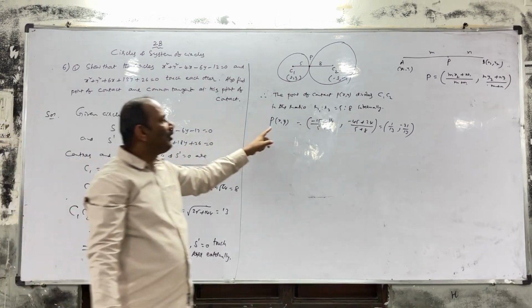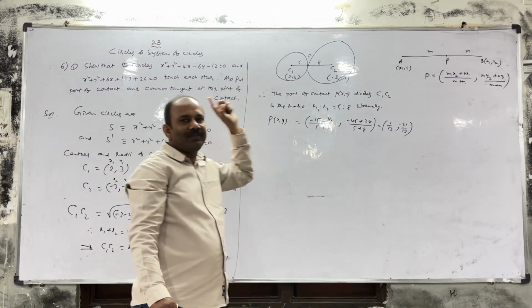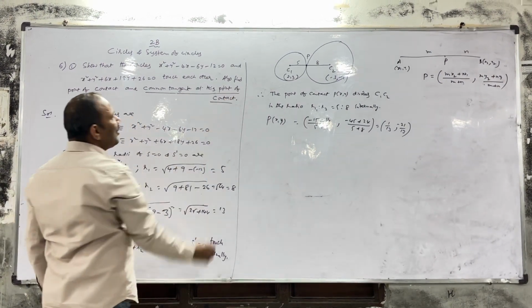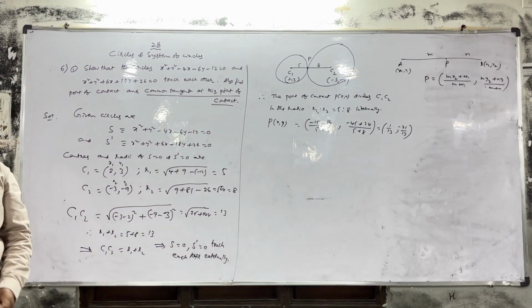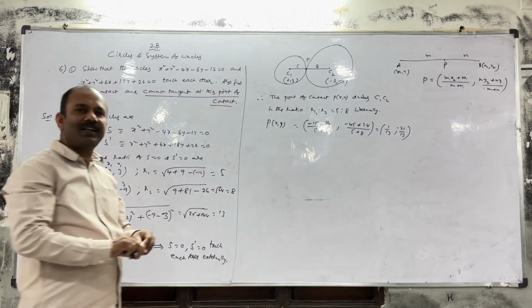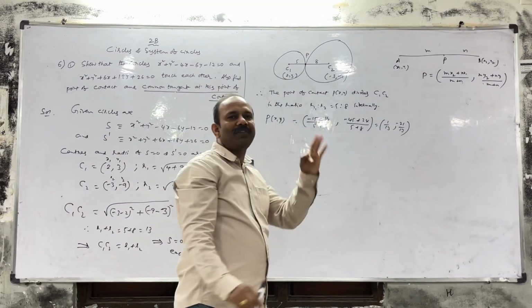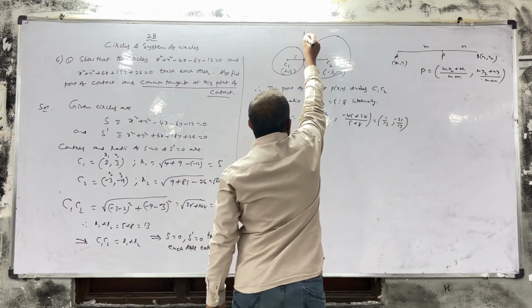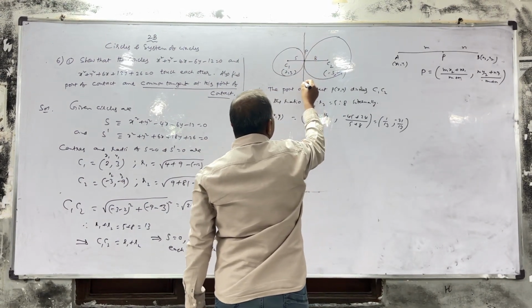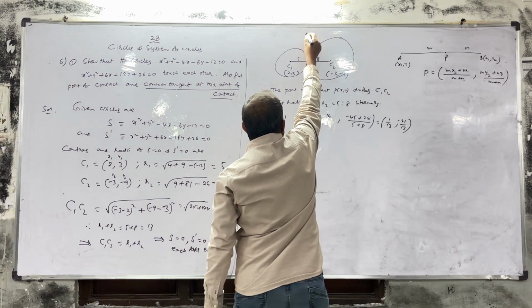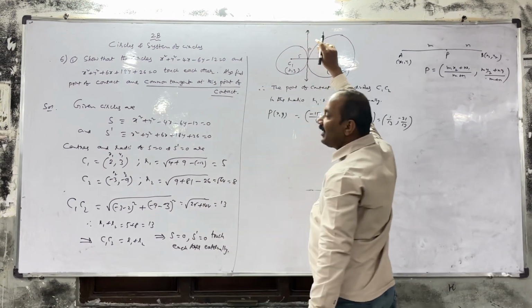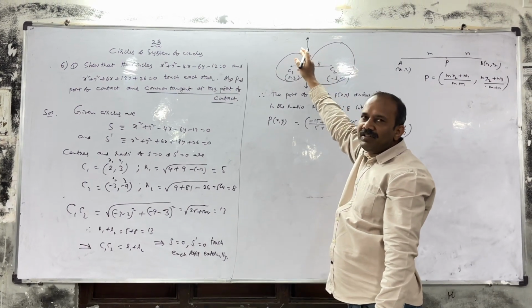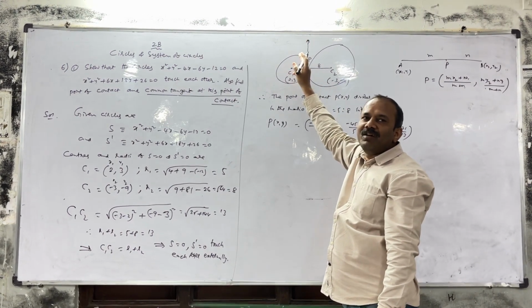Yes, we got the point of contact. This is the point P of contact. And after that, we have to find the common tangent at this point of contact. Whenever two circles are touching externally, the number of common tangents is 3. One is the transverse common tangent. That means, with respect to this line, one circle is on one side and the other circle on the other side. In that case, that tangent is a transverse common tangent.